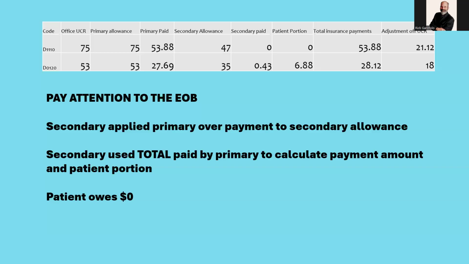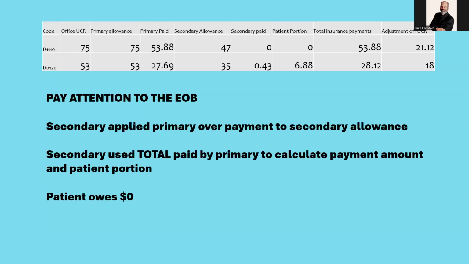So I make more money. In this scenario, I make an extra $6.88. I'm making an extra 15% on that pro fee because of the primary payment. And I write off only down to the $21.12, not down to the 47, but right off to 53.88, which is the sum of the two insurance payments. So I'm making more money.